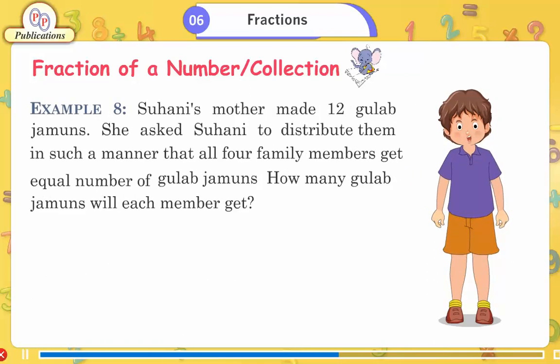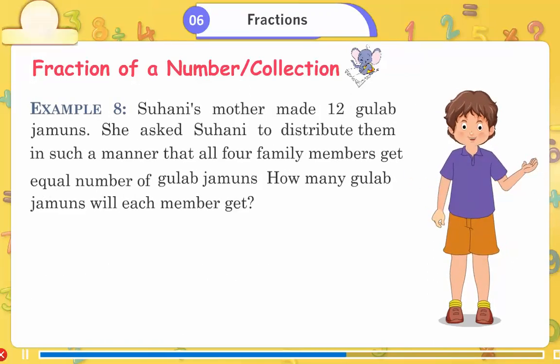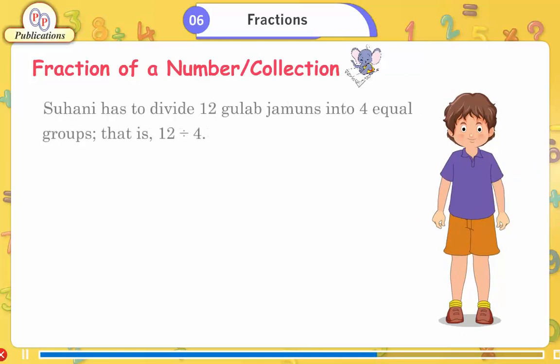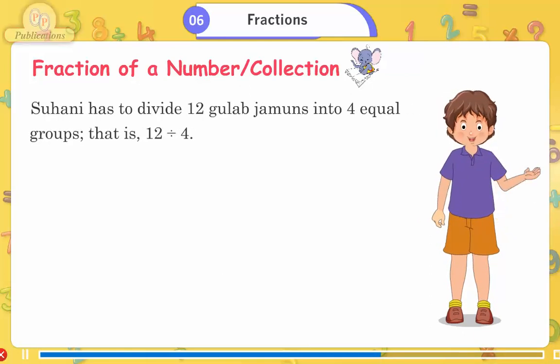Example 8. Suhani's mother made 12 gulab jamuns. She asked Suhani to distribute them in such a manner that all 4 family members get an equal number of gulab jamuns. How many gulab jamuns will each member get? Suhani has to divide 12 gulab jamuns into 4 equal groups. That is, 12 divided by 4.